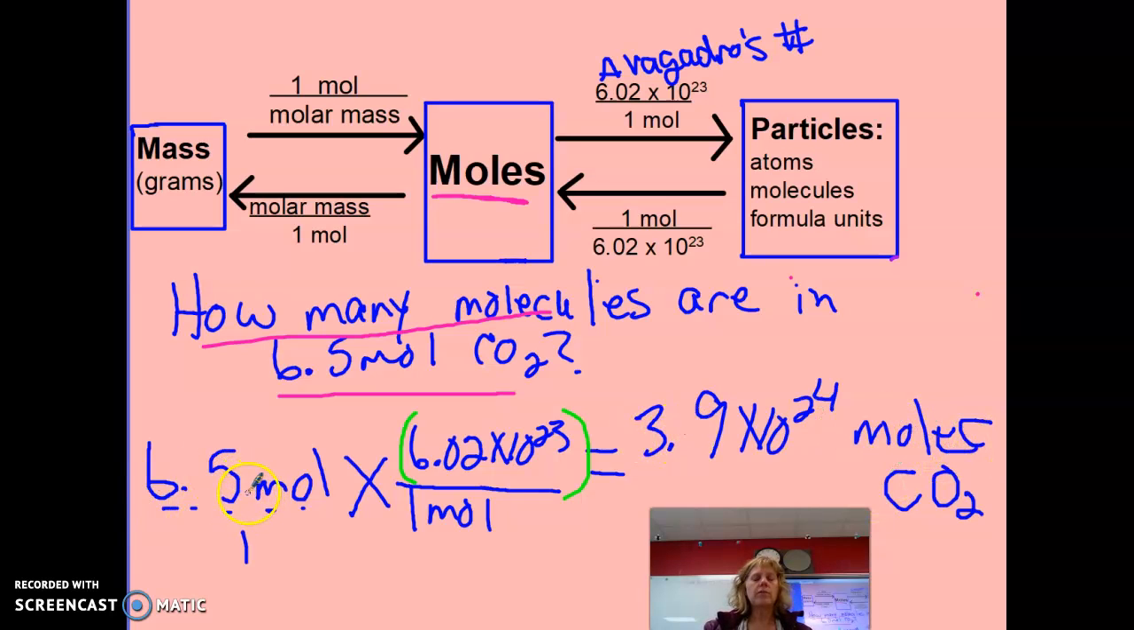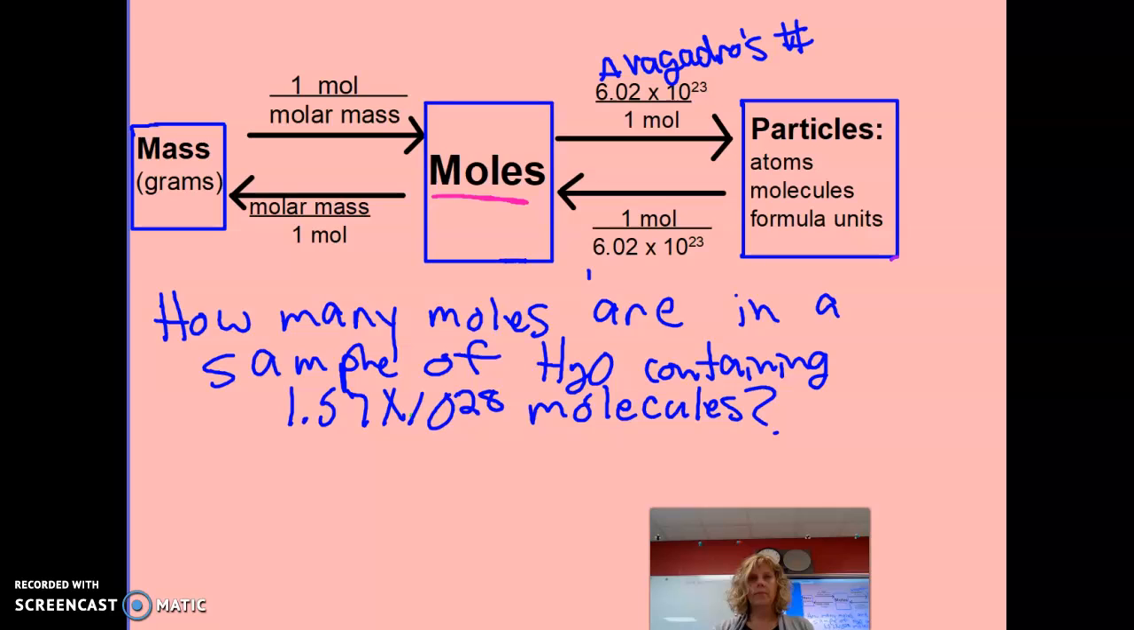And 6.5 moles, we solved that earlier, were quite a few grams. But yeah, this is a huge number. But we're always going to get huge numbers when we're talking about numbers of atoms or molecules. So don't be afraid of that.